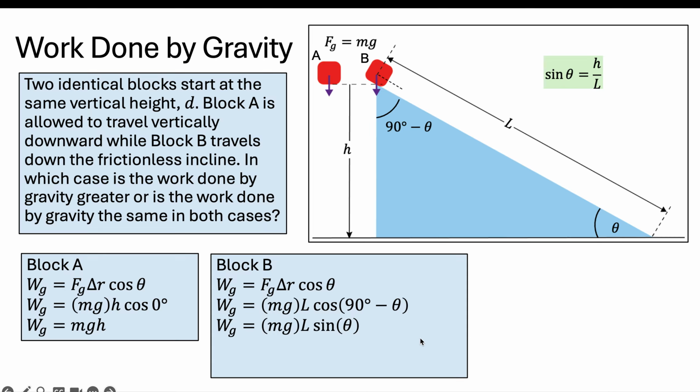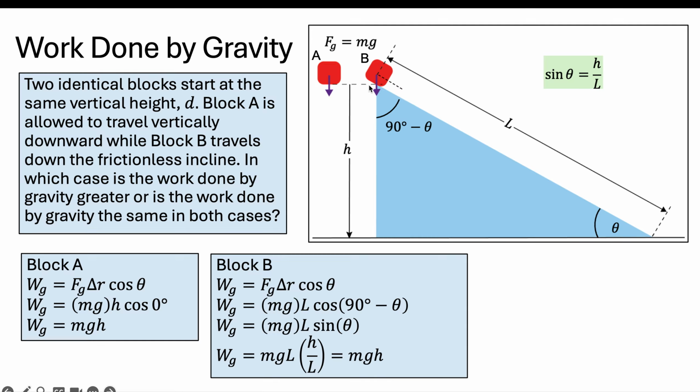And if I plug that in here, the L's cancel out, and the work done by gravity on block B is also mgh. So it doesn't seem to matter which path the block travels, whether it's straight down or down the incline. The work done by gravity is exactly the same. And that's because the force of gravity is only helping it move in the vertical direction.